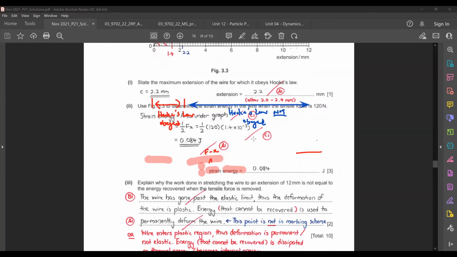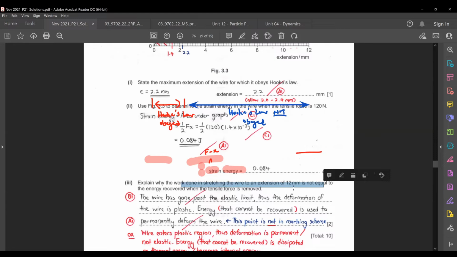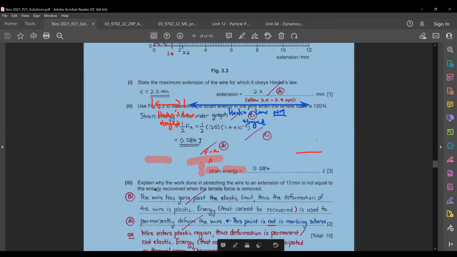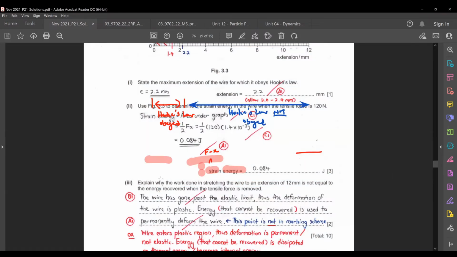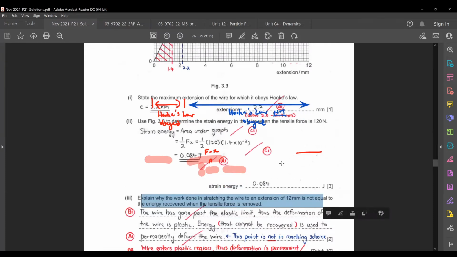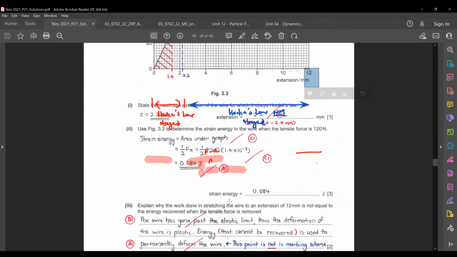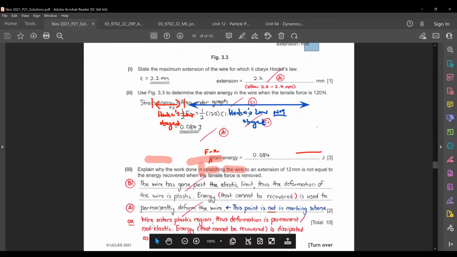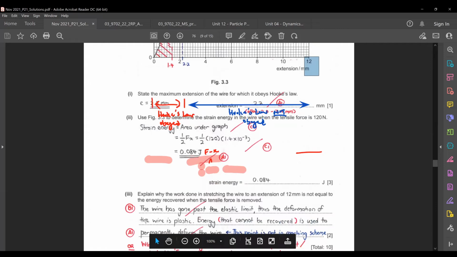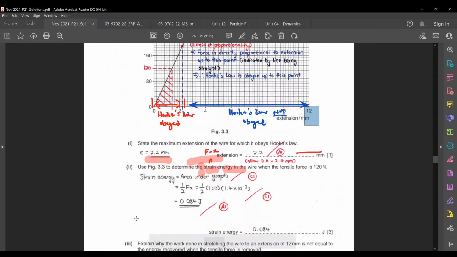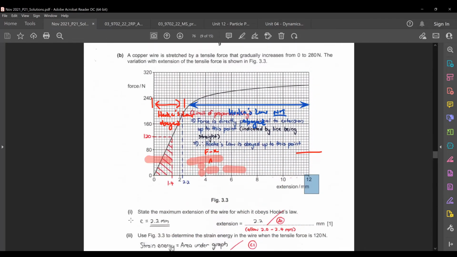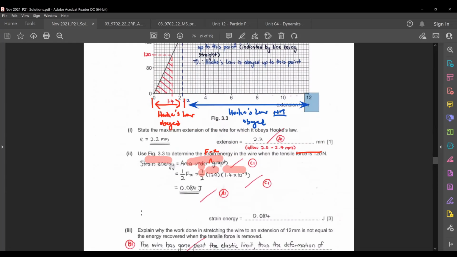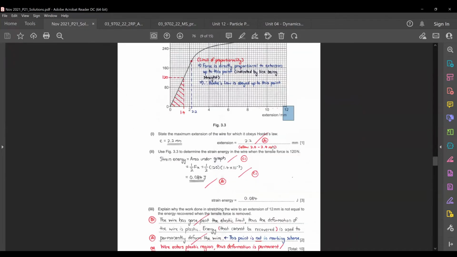Now for part 3, explain why the work done in stretching the wire to an extension of 12 mm is not equal to the energy recovered when the tensile force is removed. Why is it that the work that you have done in stretching the wire to 12 mm is not equal to the energy recovered when the tensile force is removed? There are some ways to look at this. Let me just illustrate to you.